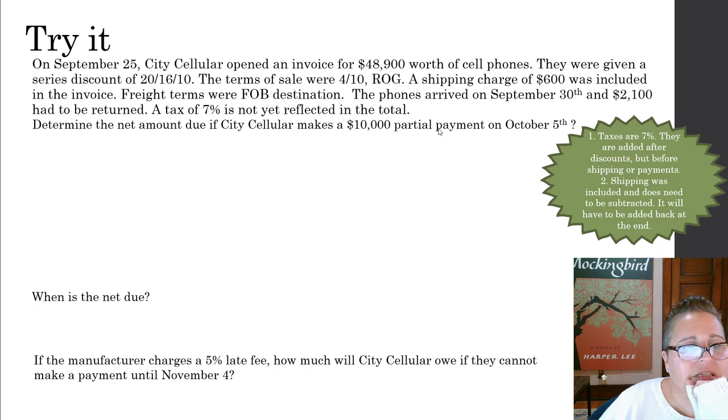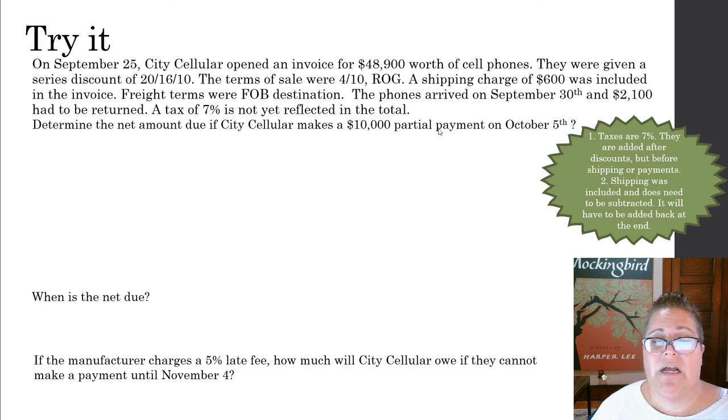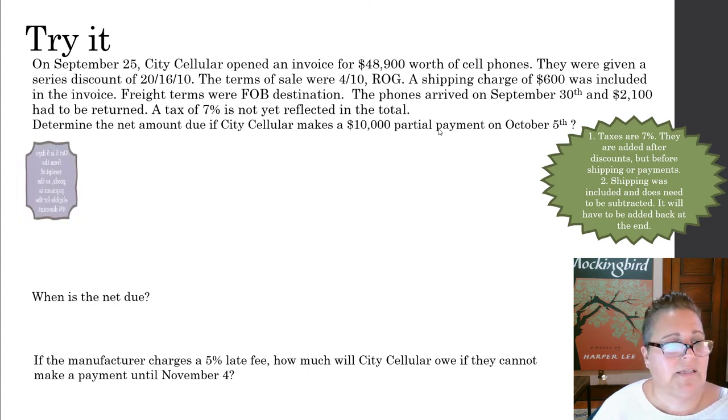Determine the net amount due. City Cellular makes a $10,000 partial payment on October 5th. We had 10 days for the discount from the receipt of goods. They received the goods on September 30th. 10 days from that would be October 10th. And since we're doing it October 5th, they do get the discount.